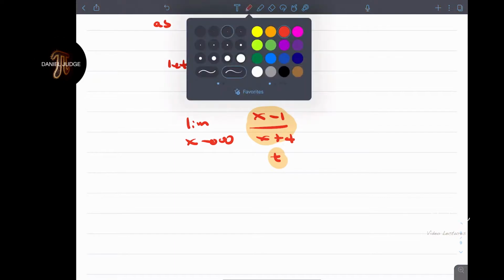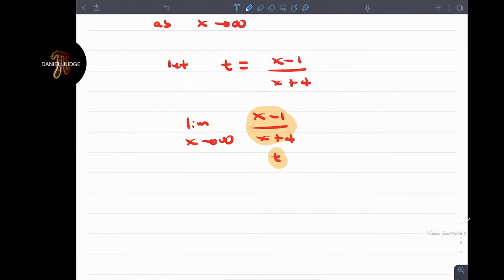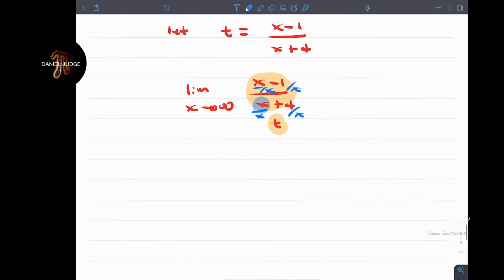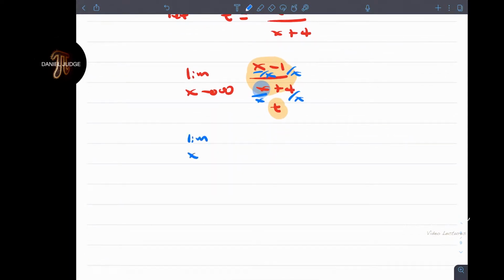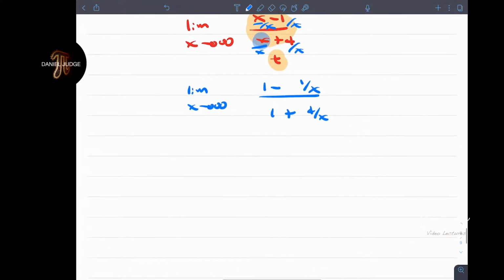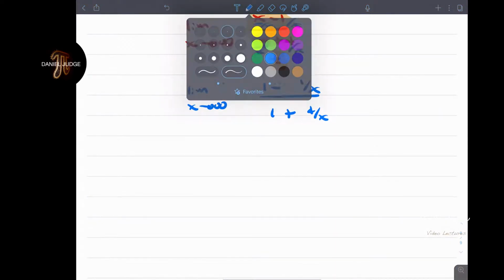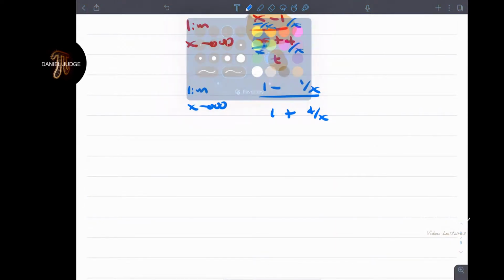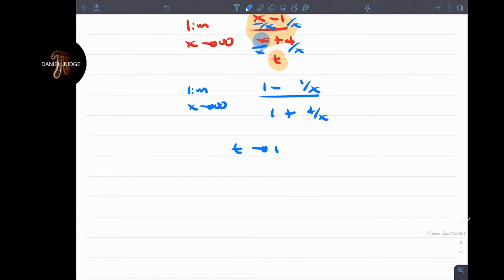Now, this is a Calculus 1 question because you could divide everything by the highest power in the denominator, the highest variable, and that's just going to be an x. So we divide everything by x, if you guys remember that. And so you have the limit, x goes to infinity, 1 minus 1 over x over 1 plus 4 over x. So as x gets big, t here goes to 1. So t goes to 1, and this is as x goes to infinity.